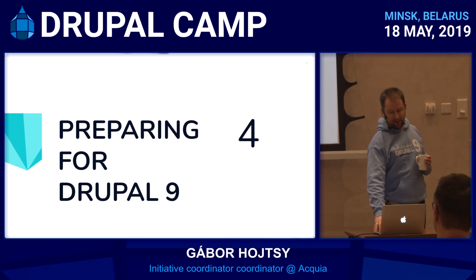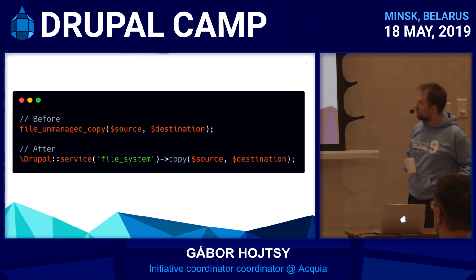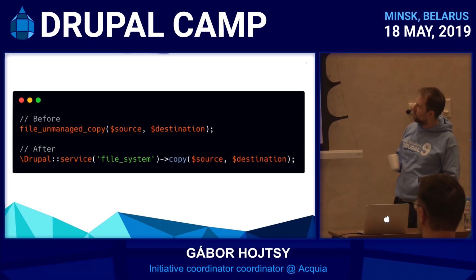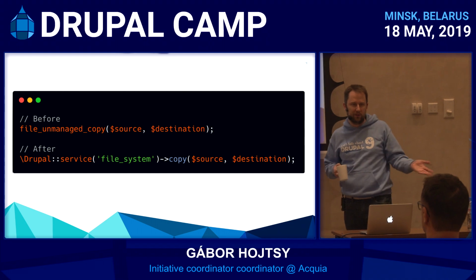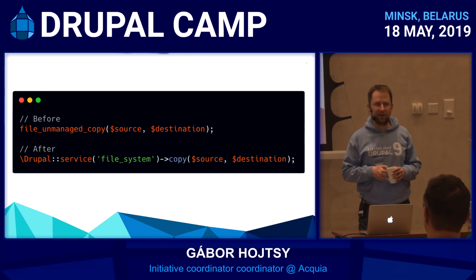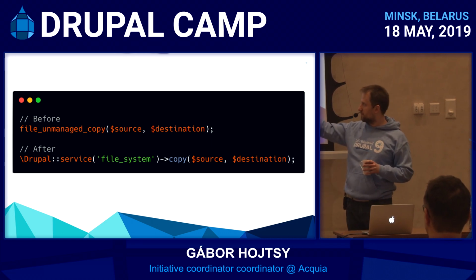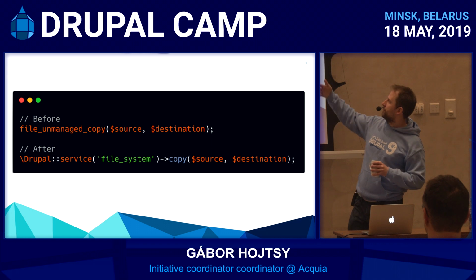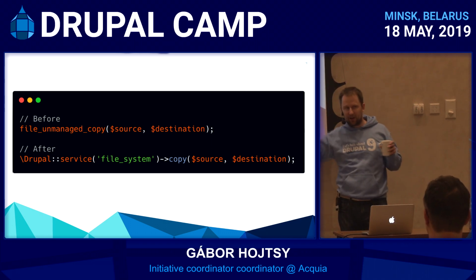So how can you prepare for Drupal 9 then? How can you follow this process? Here's an example deprecation that we do. For example, in Drupal 8, normally there's file_unmanaged_copy, which copies a file from one place to another. And in Drupal 8.7, we deprecated file_unmanaged_copy, and we introduced the file system service that has a copy method that takes a source and the destination. So the improvement here, there are a lot of improvements here.